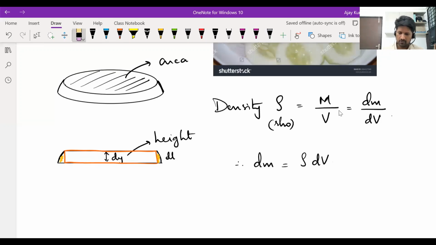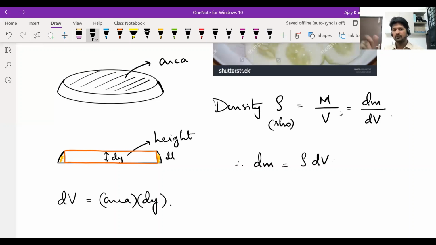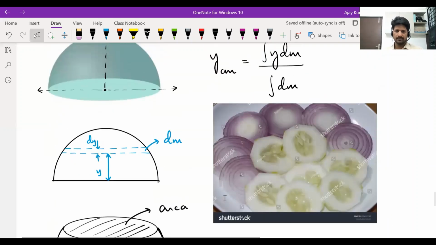Okay, so what we are going to do is we will write dv, the volume, as the area of the disk that we got multiplied with the height of the disk dy. So it seems to be a little easy to express dv in terms of dy, and if you can do that, you can get dm in terms of dy and you can integrate. But you still have to derive an expression for that area of the disk.